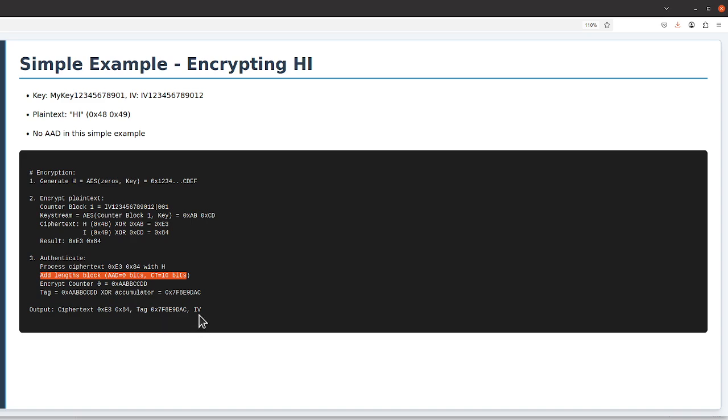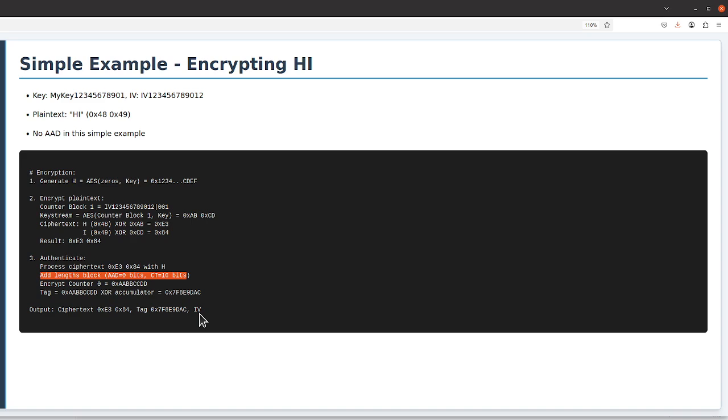We create a lengths block. Our AAD length is 0 bits. Our ciphertext length is 16 bits, 2 bytes. We represent this as a 128-bit block and multiply it with H, adding to our accumulator.